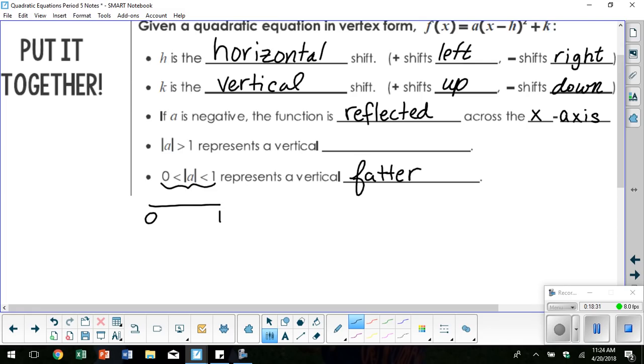Now, what happens if A is greater than 1? What kind of numbers are they? Fractions? They can be, but they're bigger than 1, right? Are they small fractions or decimals? No, they're bigger. They can be bigger decimals and bigger fractions. Think of pies. You can have a whole pie, a pie and a half, 2 pies, and so forth. This is where you're going to represent a vertical stretch.